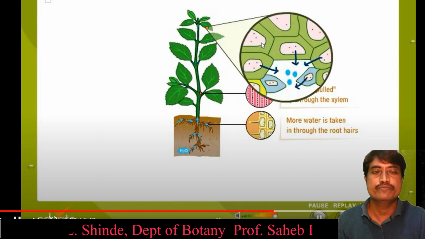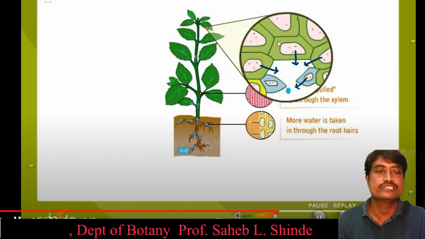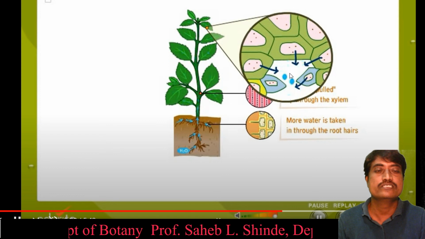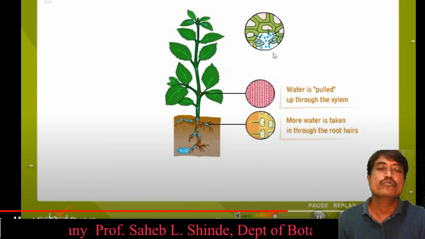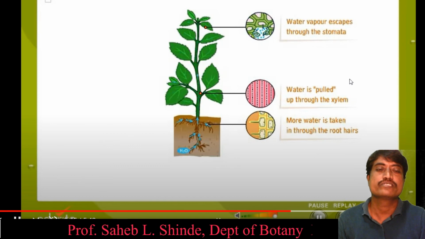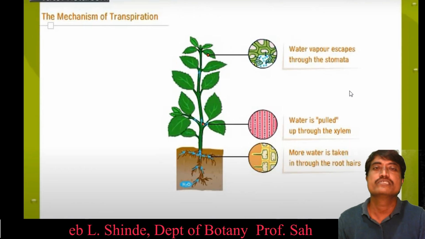Now these are the mesophyll cells. Water is entering into the mesophyll cells. From the mesophyll cells it enters into the substomatal cavity, and loss of water continuously occurs from that place. Such a process continuously occurs. That is nothing but transpiration.